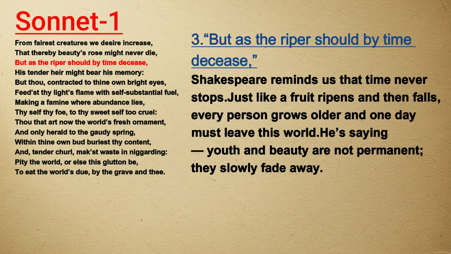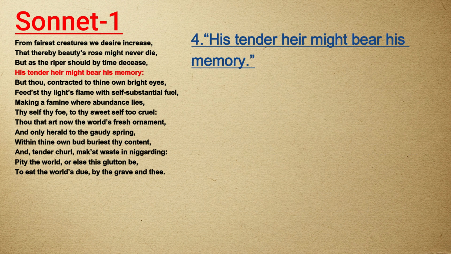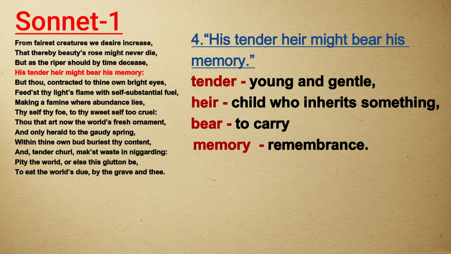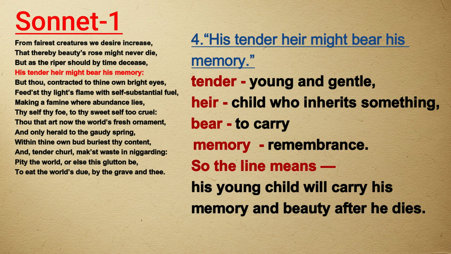He's saying youth and beauty are not permanent. They slowly fade away. Now let's move to line 4. His tender heir might bear his memory. Here, tender means young and gentle. Heir means child who inherits something, and bear means to carry. And memory means remembrance. So the line means, his young child will carry his memory and beauty after he dies.